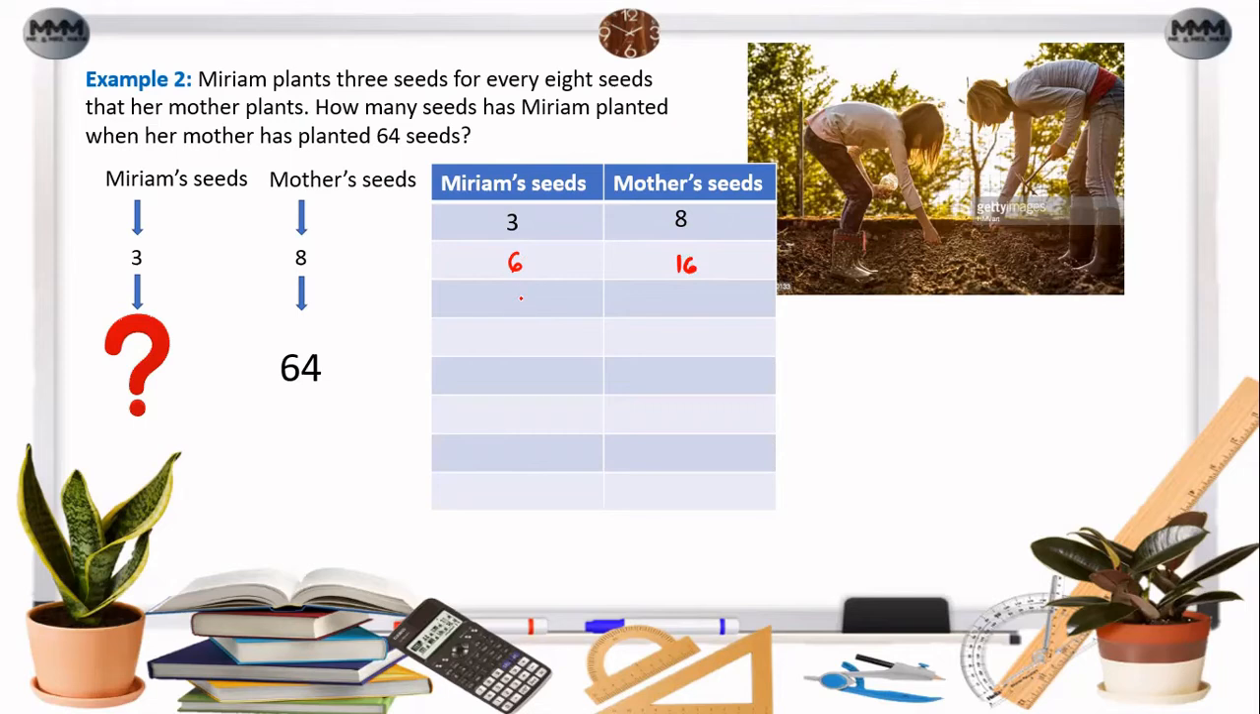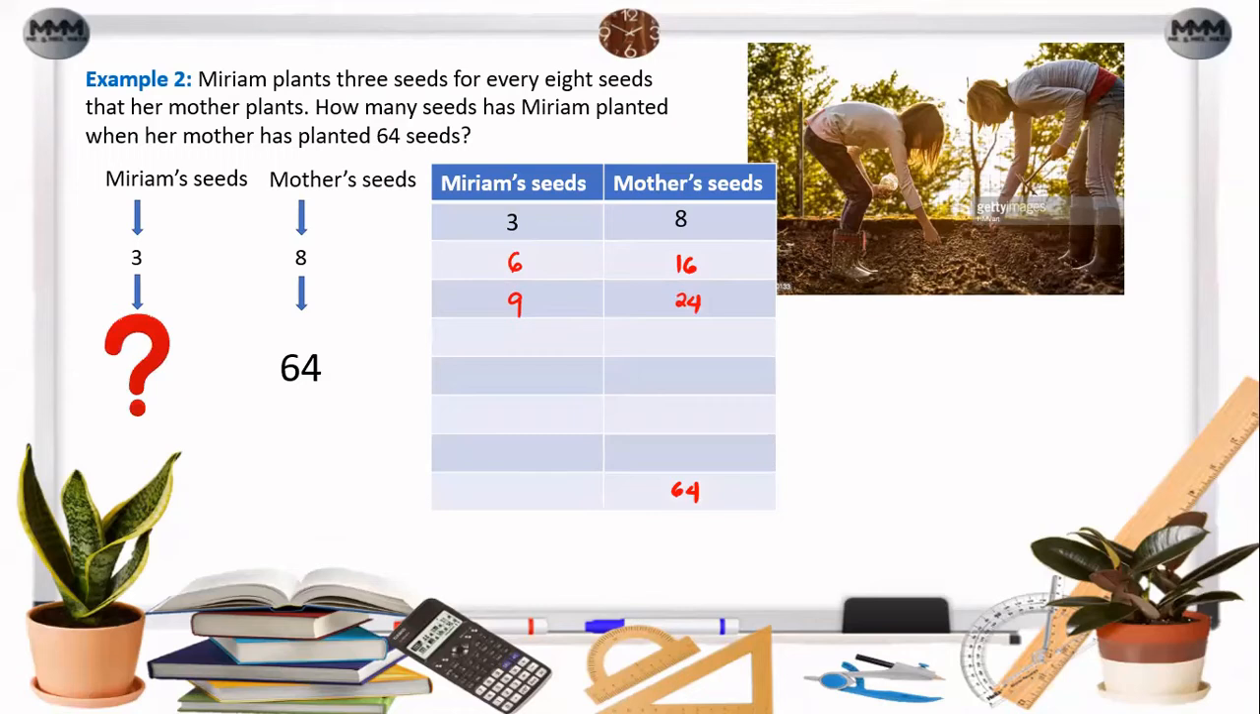So if we are going to continue, if we have here 9, then for her mother, we have 24. So the problem now is, how many seeds has Miriam planted when her mother has planted 64 seeds? To answer this problem, we will be looking at the pattern. Let's proceed to our third step, that is to find a pattern.